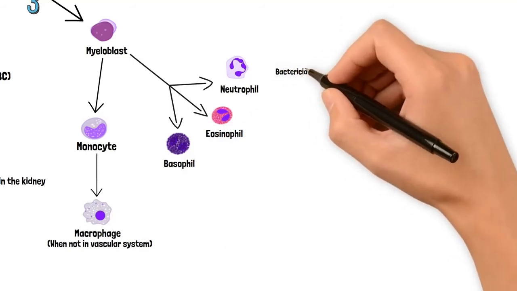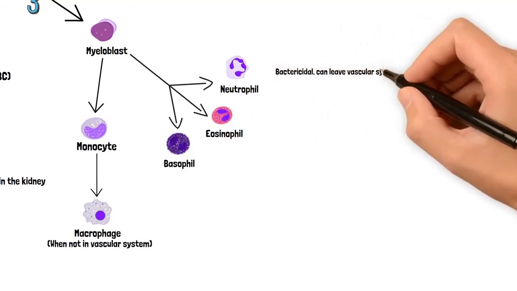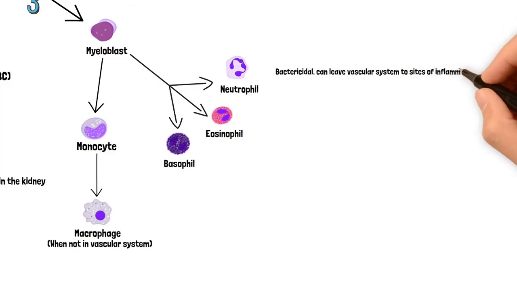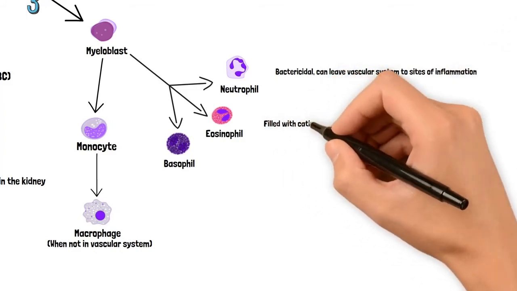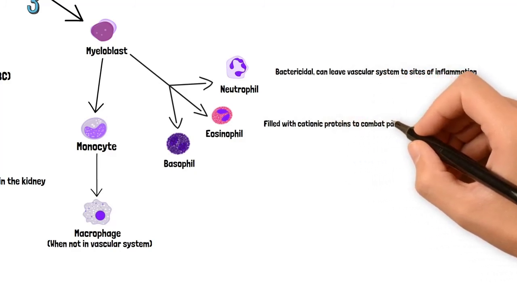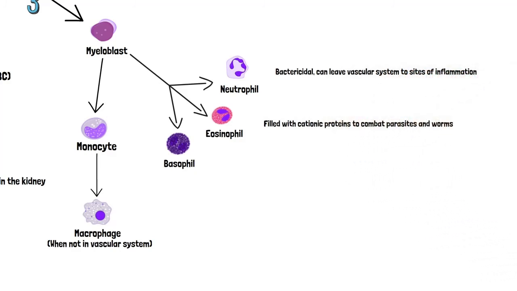The neutrophil contains granular elements filled with bactericidal substances that will leave the vascular system to enter sites of infection or inflammation. The eosinophil cell has granules filled with highly basic or cationic proteins. These cells are the main attack against parasites and worms.